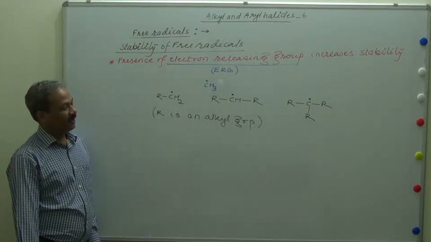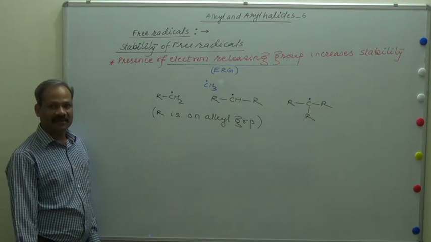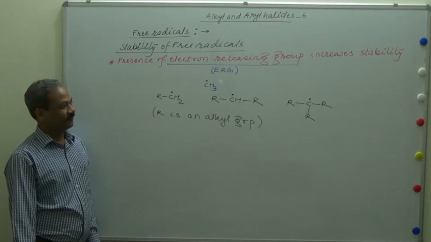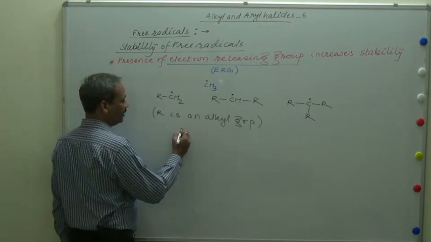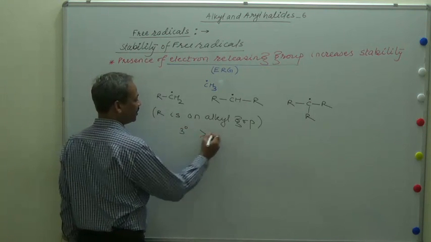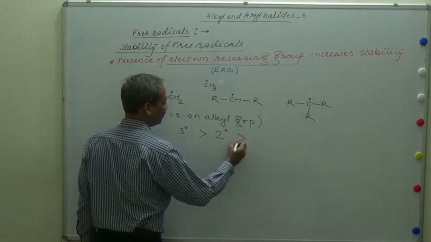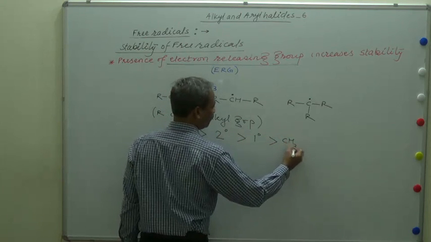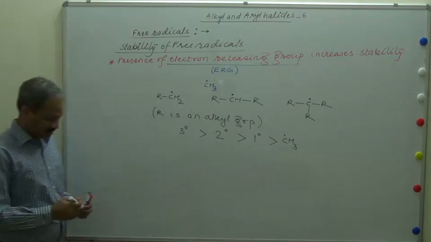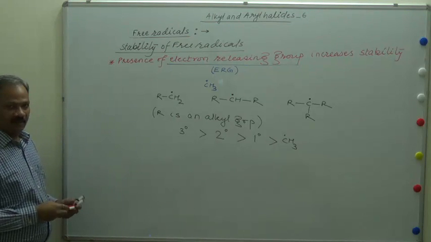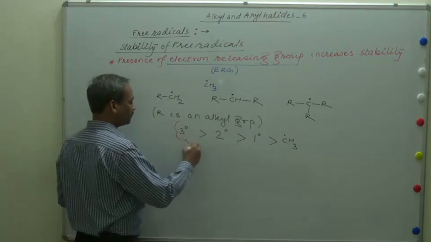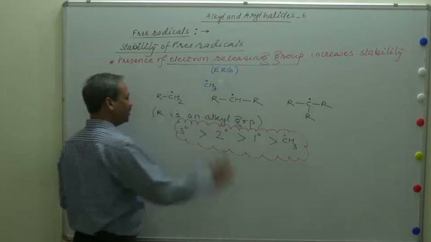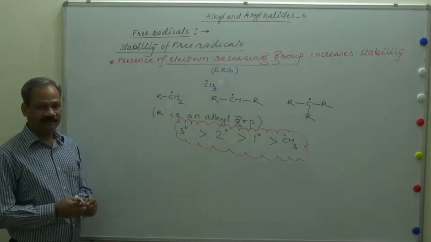So as the number of electron releasing groups increases, the stability of the free radical also increases. That's why we can say a 3-degree free radical is more stable than a 2-degree free radical, that is more stable than a 1-degree free radical, and that is more stable than a methyl free radical. This is the order of stability of various types of alkyl free radicals.